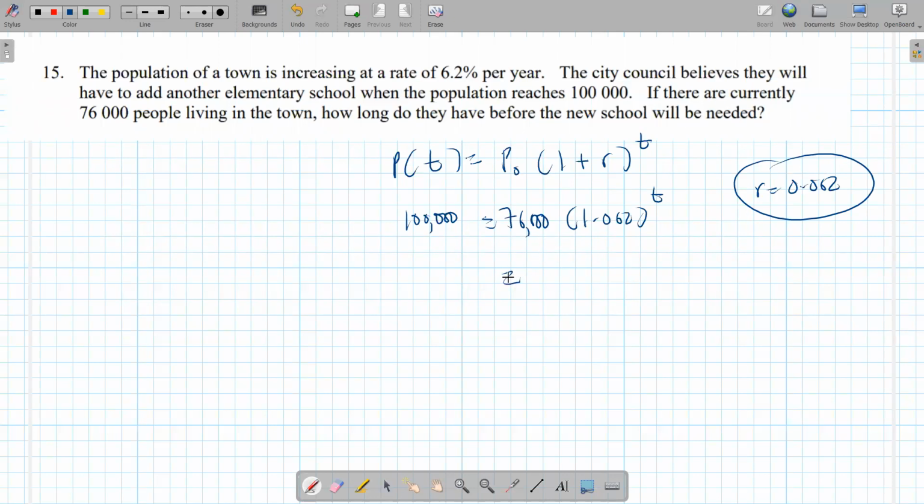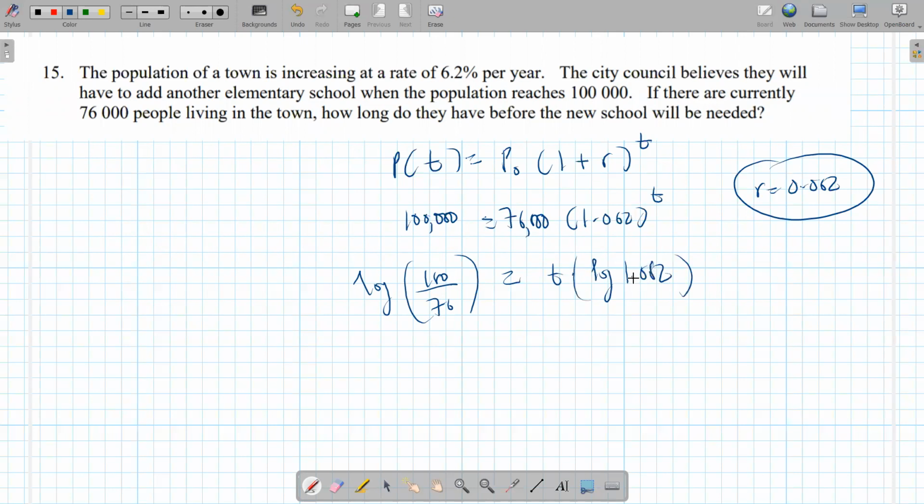From here it's simple. What do we do? We divide both sides by 76,000, and then take the log of both sides. And then the t comes in the front, right? 1.062. Did we do logs last year?